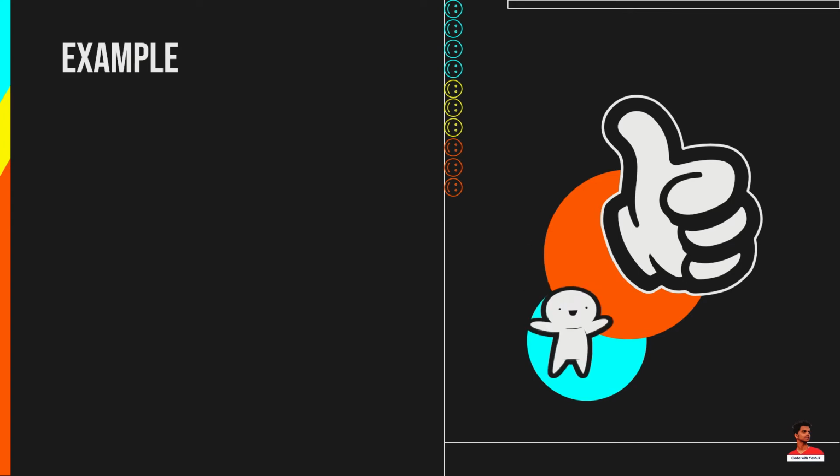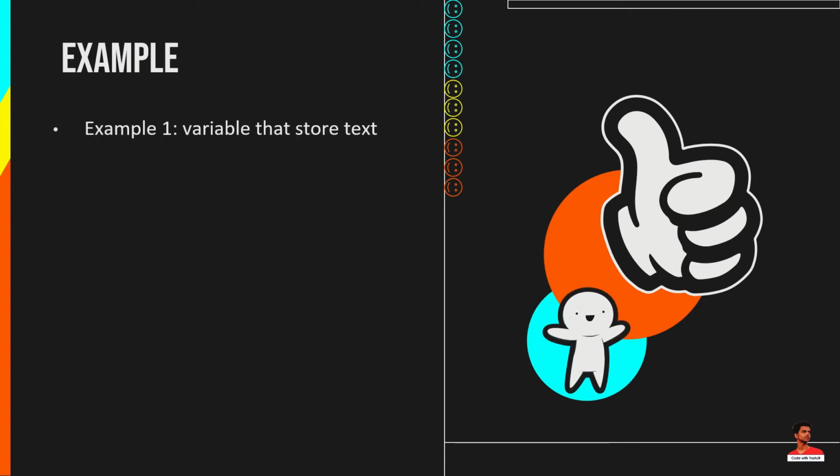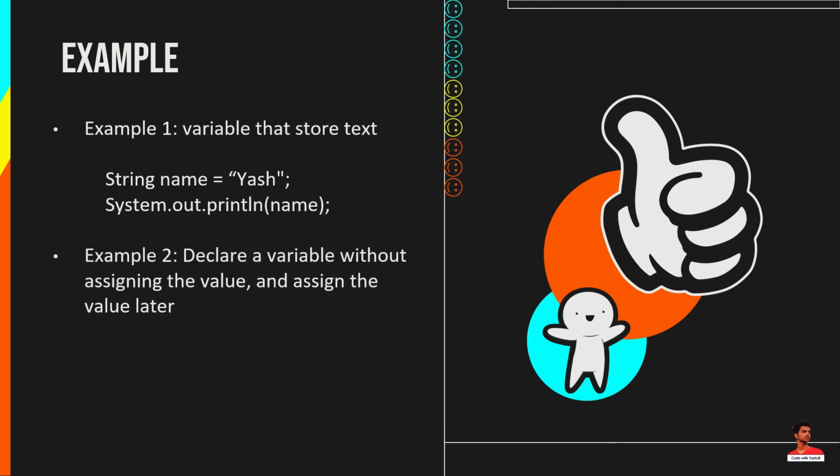Here we have an example. The first example is about storing text in a variable. In the example, we have assigned a value to the variable during declaration. However, it's not mandatory. You can declare variables and assign values separately. So here's another example of a variable. In this example, we are declaring a variable without assigning the value and assigning the value later.